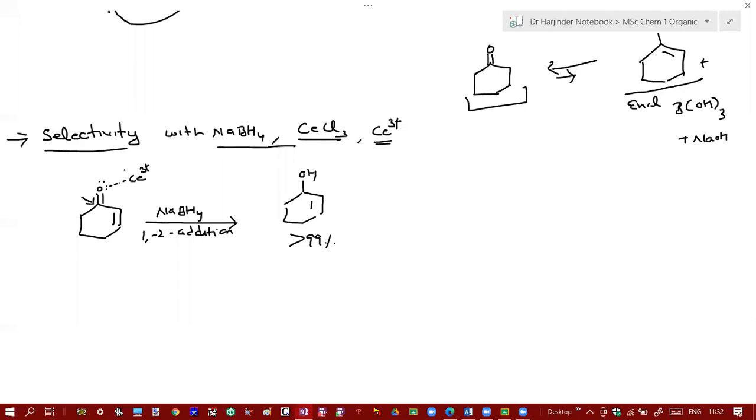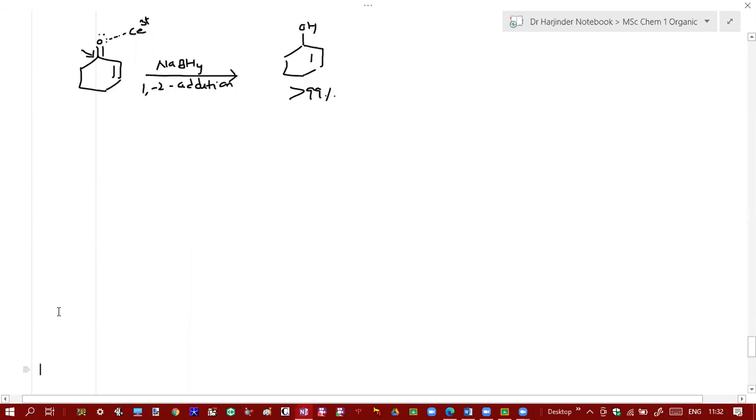Yes, sir. So now next is reduction with lithium aluminium hydride. Now what will happen with lithium aluminium hydride? Reduction of alpha beta unsaturated carbonyl compounds with lithium aluminium hydride. So now what will happen with lithium aluminium hydride?